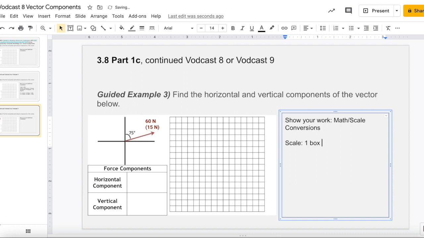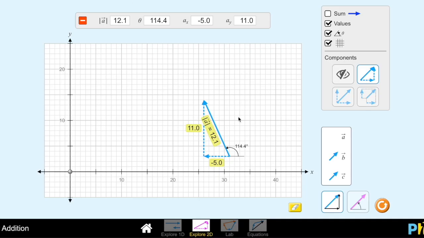1 box equals 4 newtons, I'm starting with a 60 Newton force. I'm going to divide to make it smaller, to shrink it down. I'm going to divide by 4 newtons per box. And that gives me 15 boxes. And then the other thing too was the angle. So this is 75 degrees from the positive y-axis. The positive y-axis is 90. And in this case, it's less than that by 75.